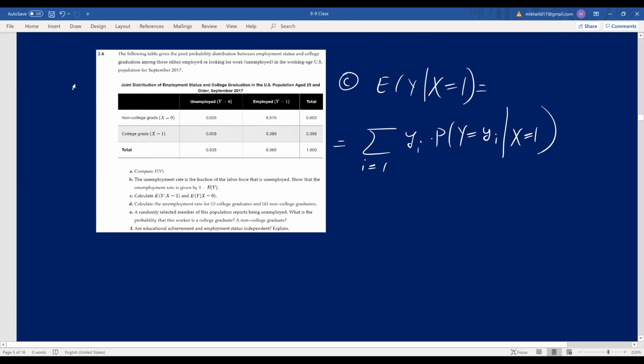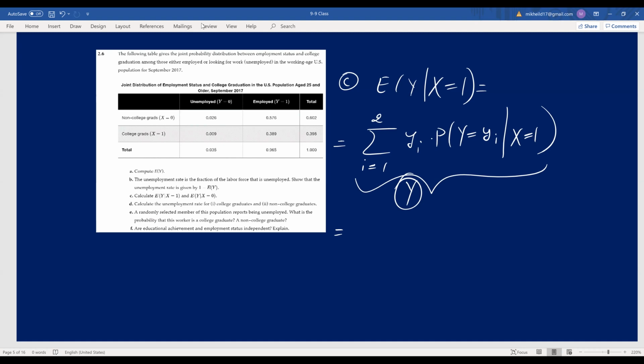Guys, I do need your involvement. 2, because there are only two possibilities: unemployed or employed. That's exactly right. Why are we not writing 0 and 1, Professor? No, this is a general formula. Oh, I see. It's not for the specific case. Okay, sorry.